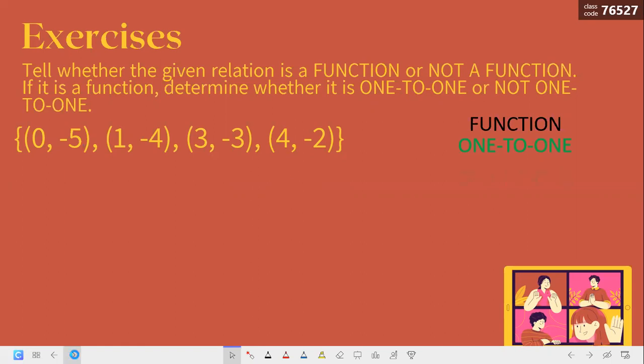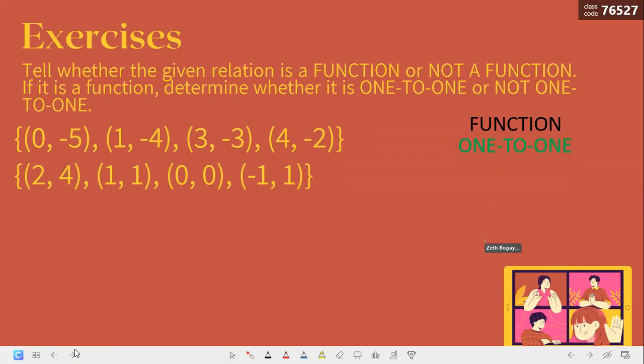So let's have the second example. Anybody? Seth, are you trying to write something? Okay, let's have VJ. Is this a function or not? Not a function. Okay, not a function.